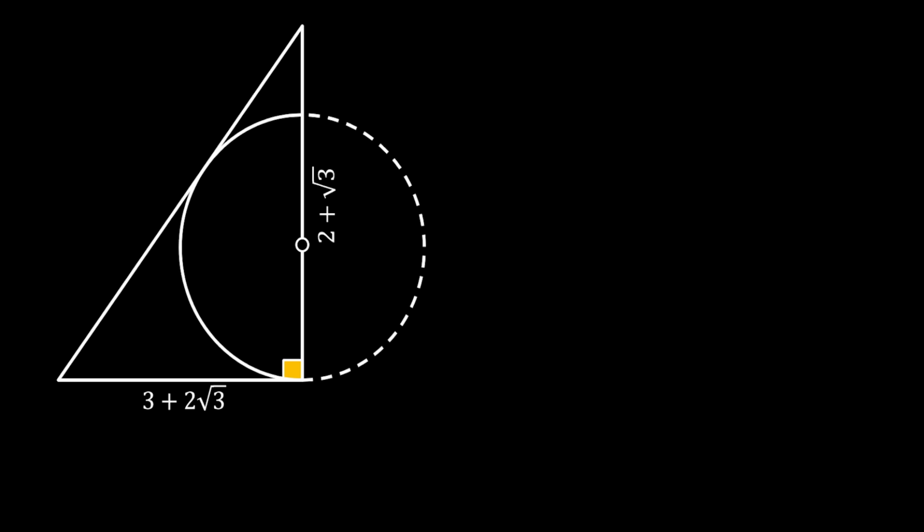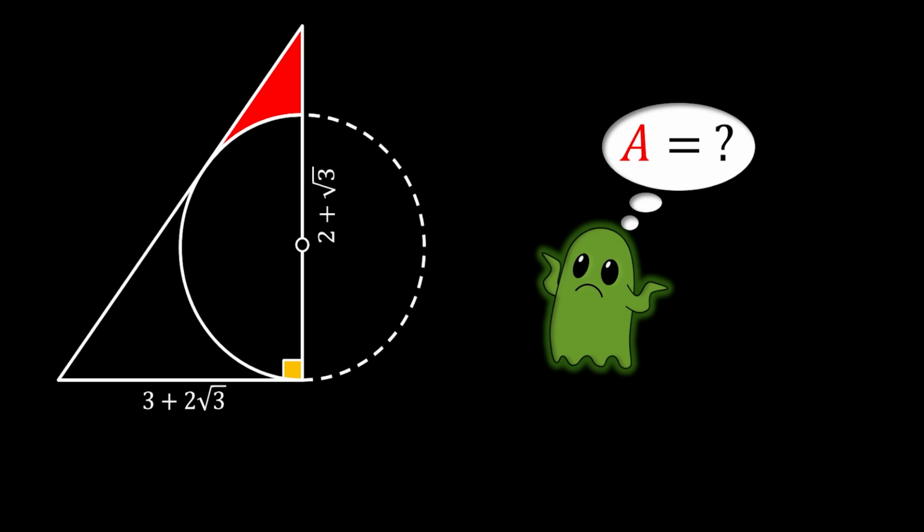So I will first do my best to replicate this image. We have the right angle triangle with the legs of 3 plus 2 root 3 and 2 plus root 3. Then we have a circle which has the center on the right leg of our triangle. And basically from this circle, you only need the left half of the circle, which is inscribed inside the triangle. The right part is completely unnecessary. The question is, can we find this red shaded area? And again, let me repeat, do not scale this because trust me, it is completely out of scale.